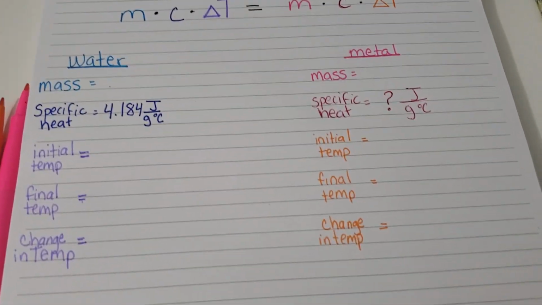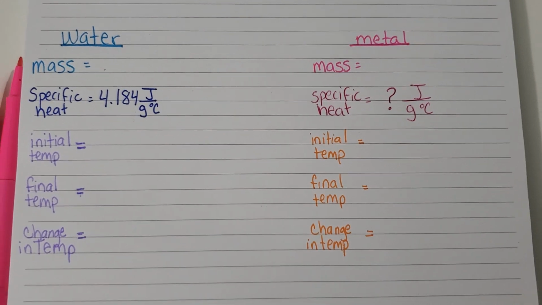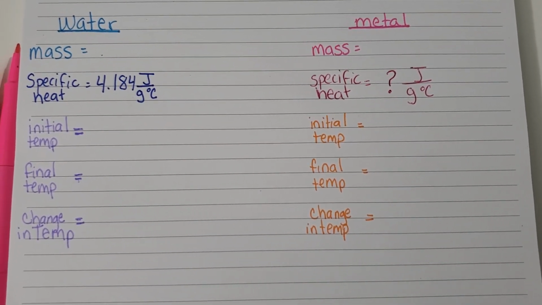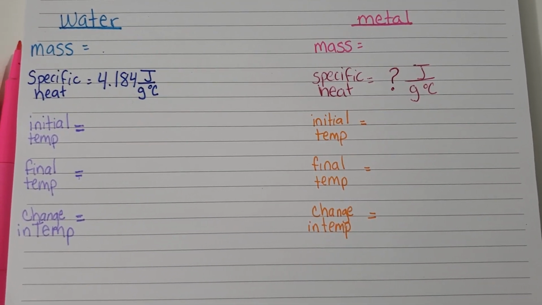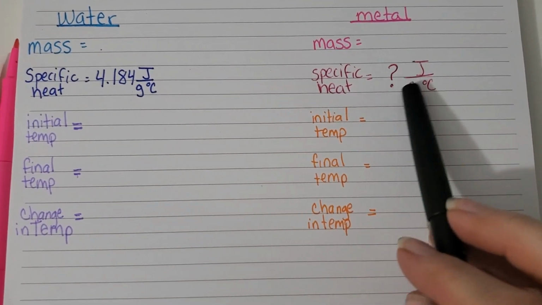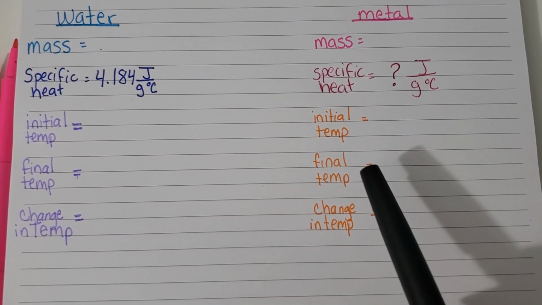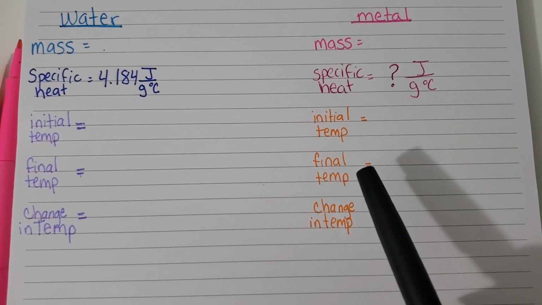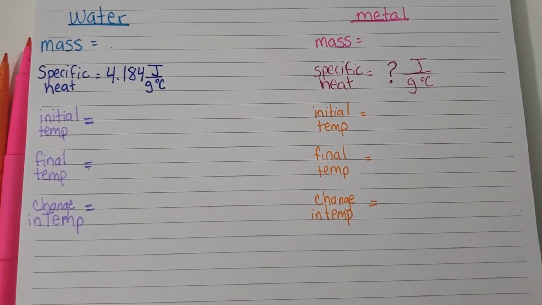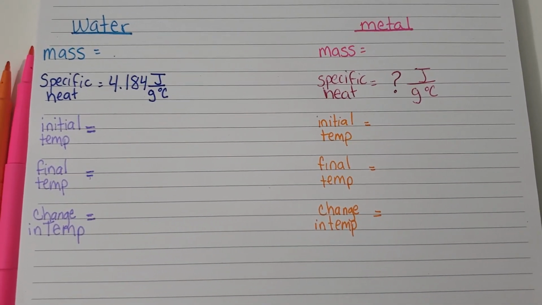So I've made a little table for you. Go ahead and copy this table down so that you can get the information. This, again, we don't know this one. This is what we're going to solve for. So copy this down, press pause, and when you're ready, press play again.